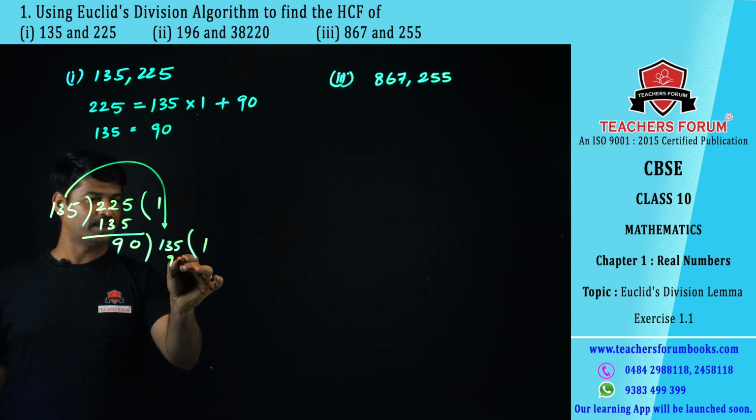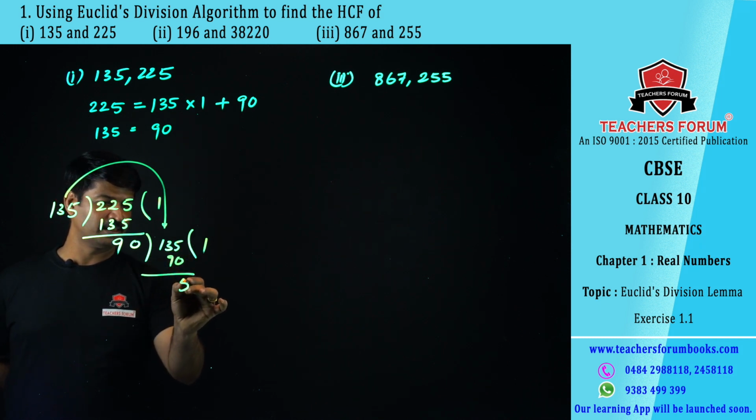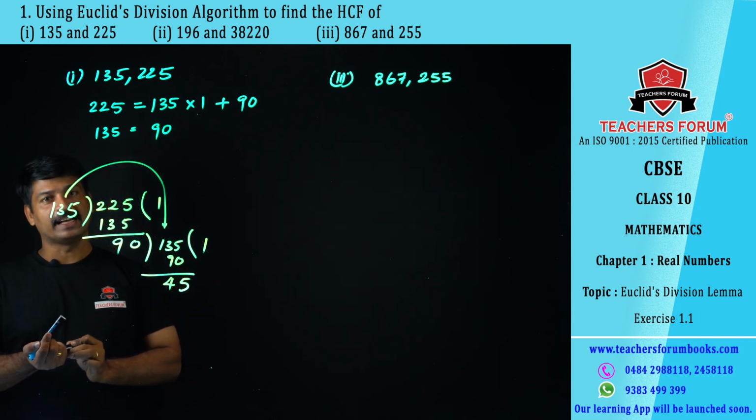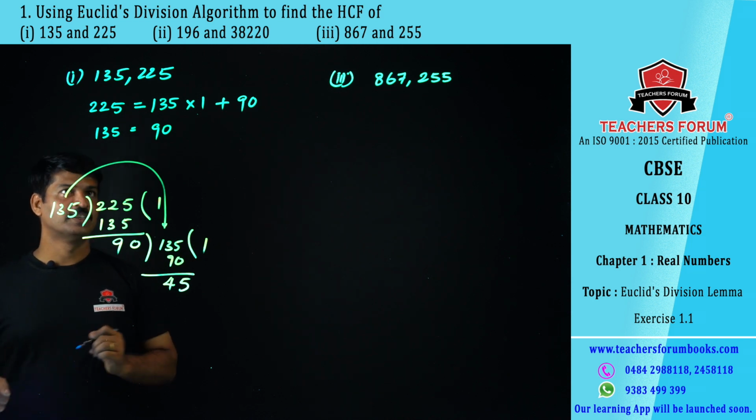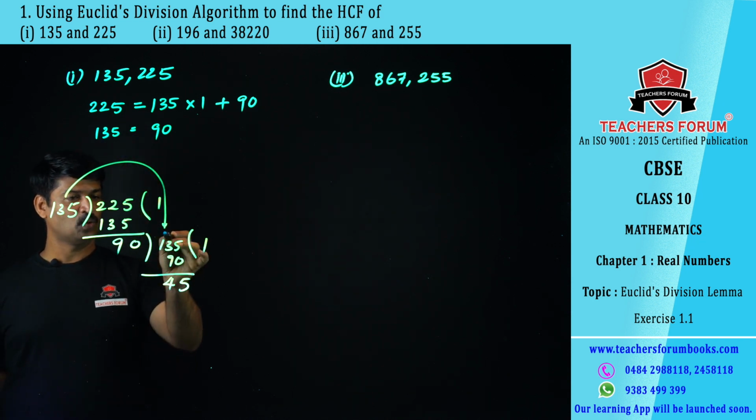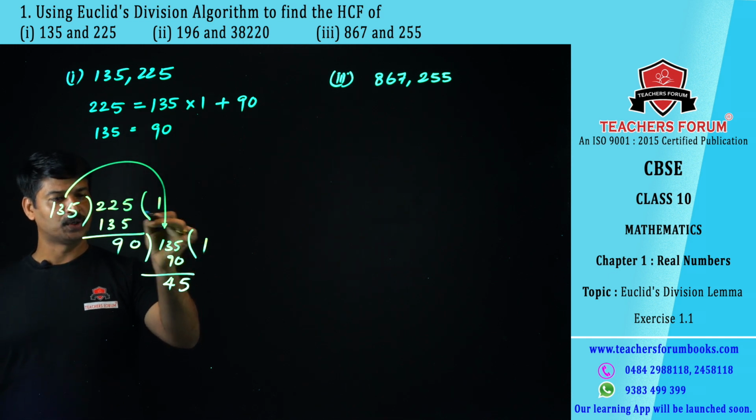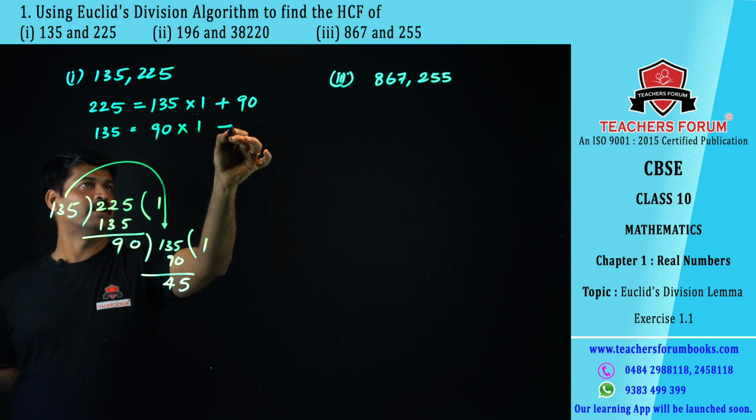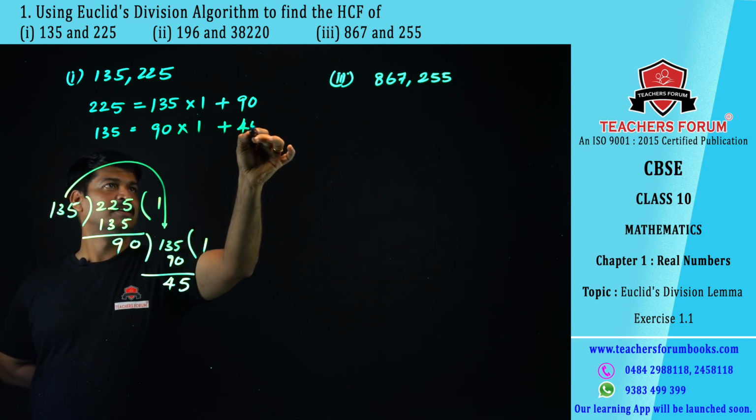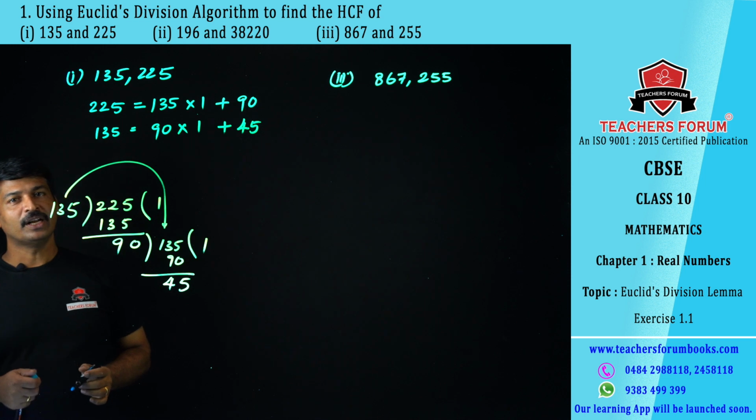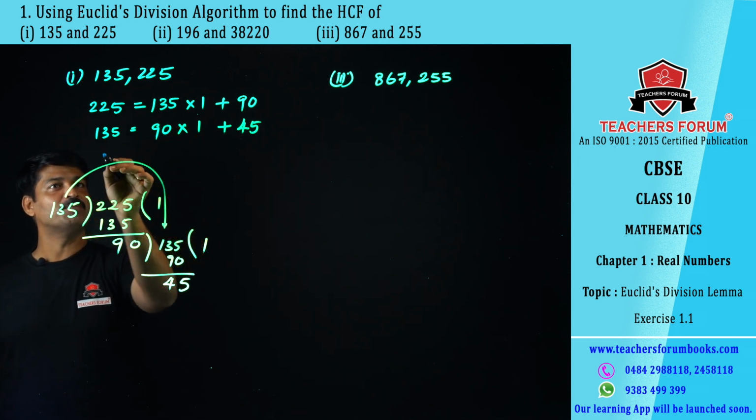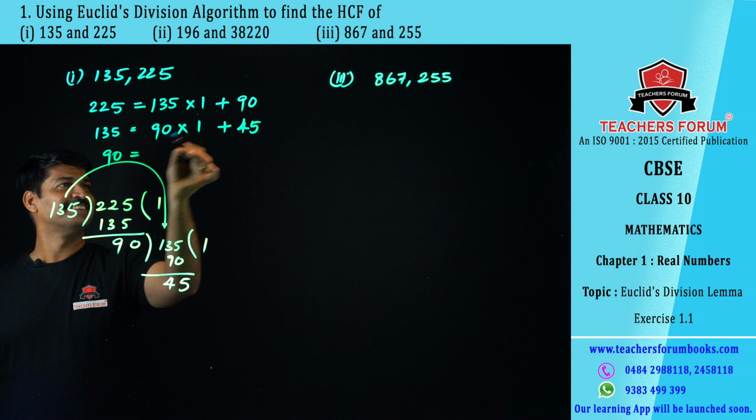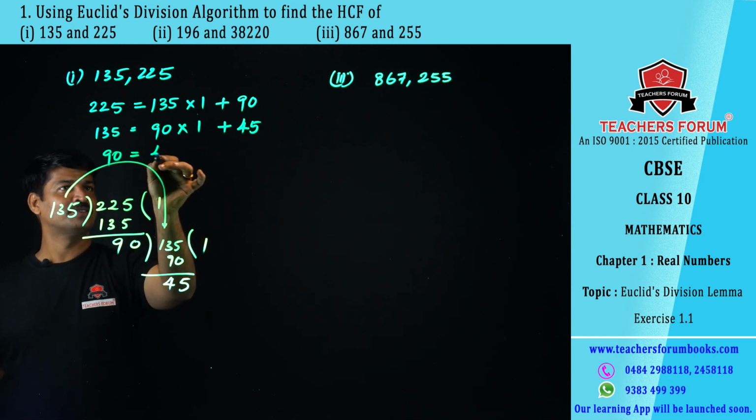So 90 into 1, that is 90. When you subtract, 5 minus 0, 5, 13 minus 9, 4. So you will be getting 45 as remainder and 1 as quotient. So this step can be written as 135, that is dividend, is equal to 90, that is divisor, into quotient, that is 1, plus the remainder. The remainder is 45. Now in the next step, the 90 becomes the dividend, 45, the remainder, becomes the divisor.